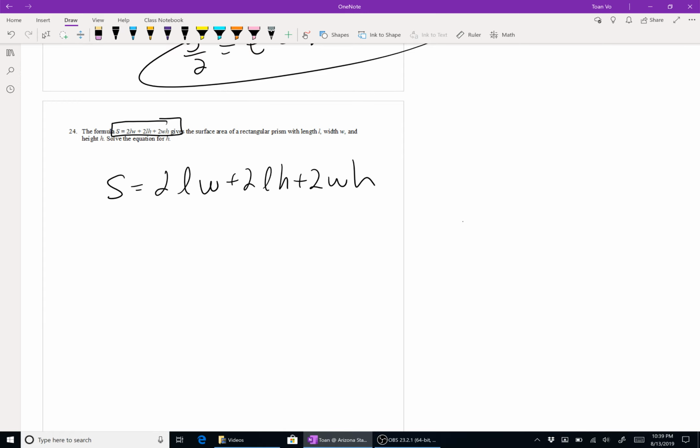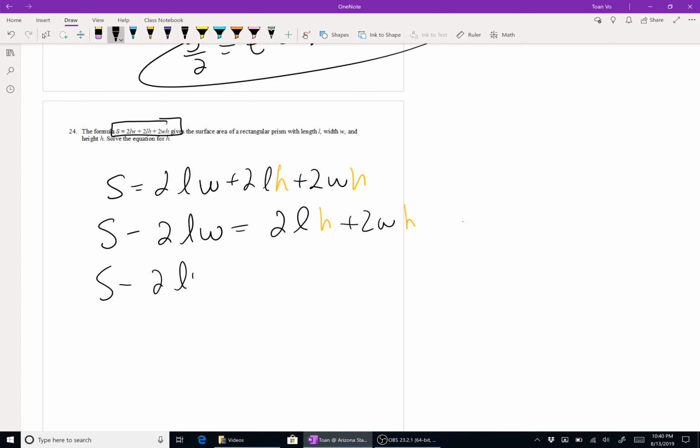I'm solving for h, so I sort of visualize where h is. So here's the h here, which means this term does not have an h, so I don't really care for it, so we're going to get rid of it by subtraction. So we get S minus 2LW equals 2LH plus 2WH. I hope we can see that both of these terms contain the h I want. So we're going to go ahead and factor out the greatest common factor, which is the h there.